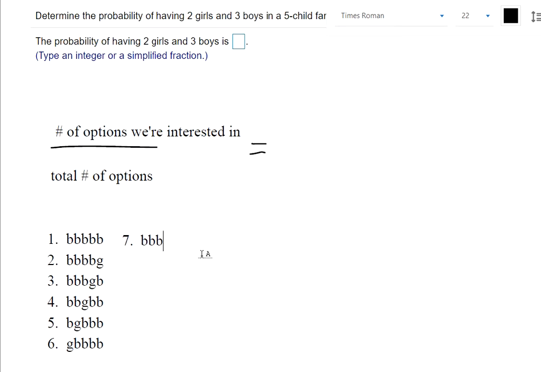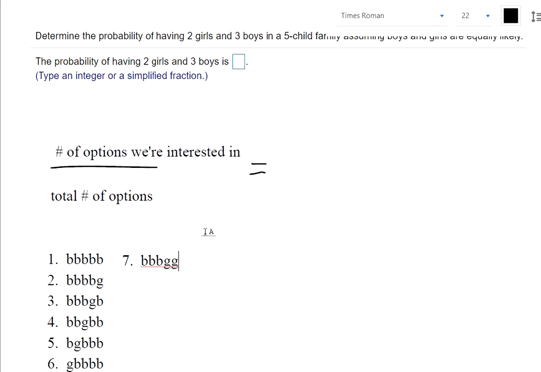Now let's start thinking about what if we had 2 girls. Remember, we need to calculate the total number of different ways this 5-child family could happen, because that's the bottom of our fraction. And once we have all the options listed, we can find the number of different ways we could have 2 girls, 3 boys. So this is helping us calculate 2 things at once: the total number of ways the family can happen, and the number of ways we can have 2 girls and 3 boys. So we do boy, boy, boy, girl, girl.